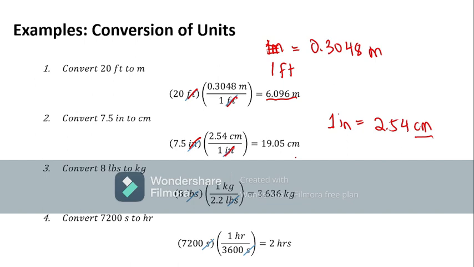Okay? Now, convert 8 pounds to kilograms. So we know that 1 kilogram is equivalent to 2.2 pounds.